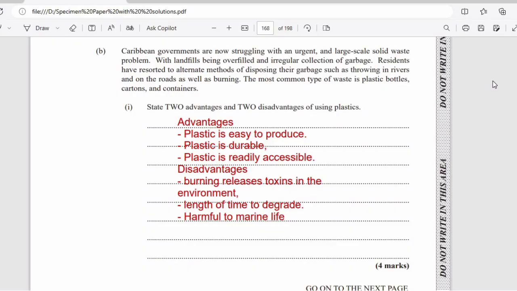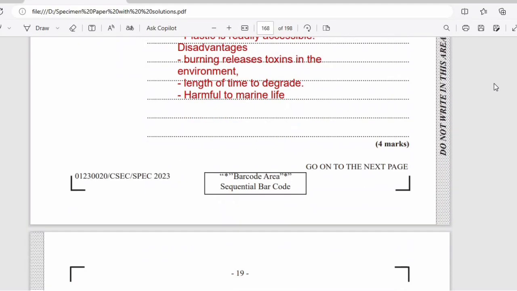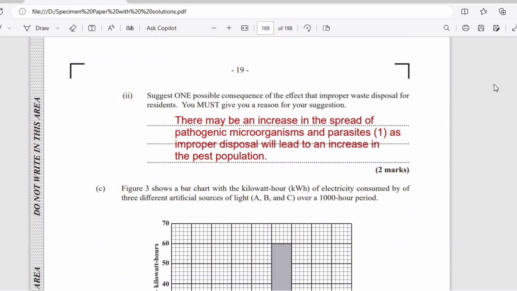Now, the advantages: plastic is easy to produce, plastic is durable, plastic is readily accessible. But the disadvantages are that burning them releases toxins in the environment, so they're bad for the environment, and the length of time it takes to degrade is very long, way more than a human lifespan, and it's very harmful to marine life. So whatever disadvantage you can think of, you can write it there for plastics.